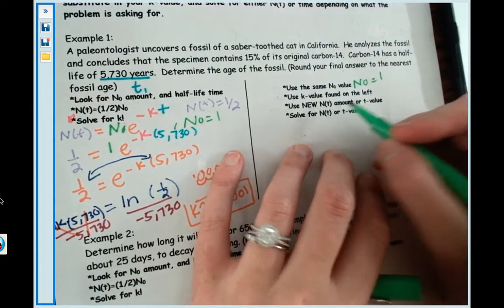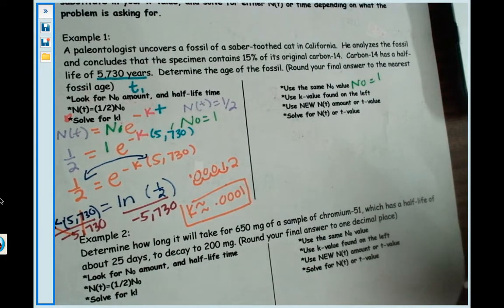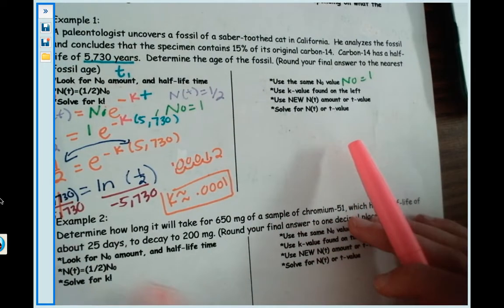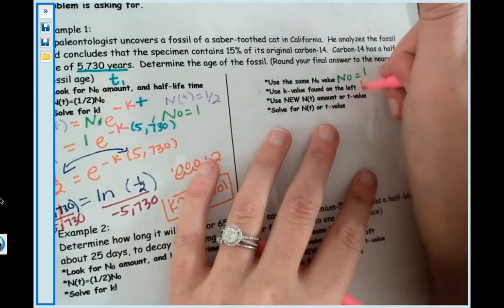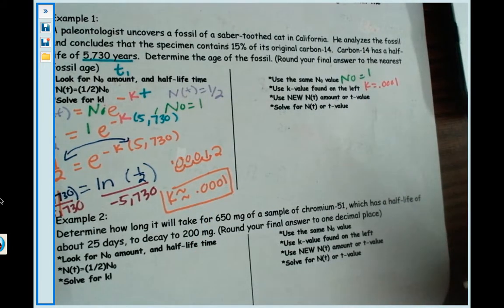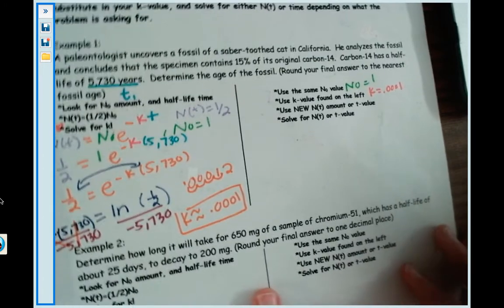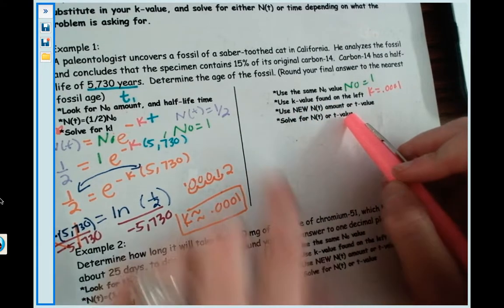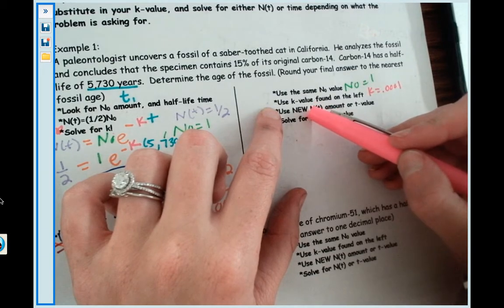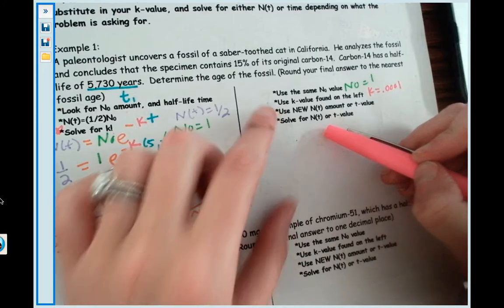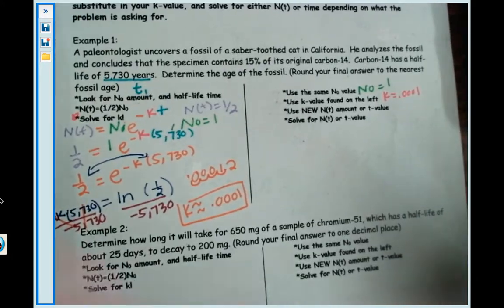It says use the k value found on the left. Okay, so my k value that we found was 0.0001. So my k equals 0.0001. Okay, and now we're going to use the new n of t amount or t value, depending on what they give us in the problem. And we're also going to be solving for n of t or t. So if we are using n of t here, we're going to solve for t. If we're using t here, we're going to solve for n of t. So we have to figure out what we are actually solving now.